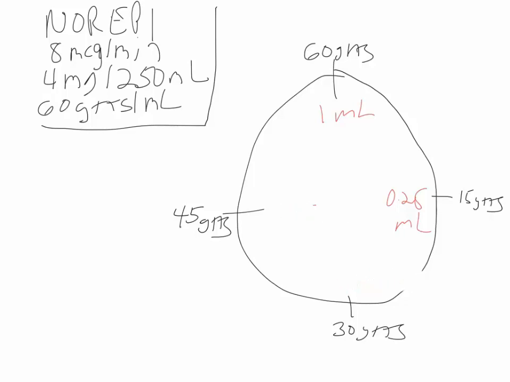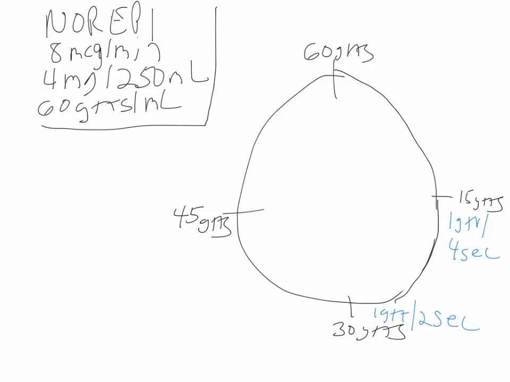And because in the end we're going to want to break this down into a unit that's easier to work with than drops per minute, we know that 15 drops is 1 drop per 4 seconds. 30 drops is 1 drop every 2 seconds. And the easiest way you can break down 45 drops is 3 drops every 2 seconds. And then we'll see where this calculation lines up with that.